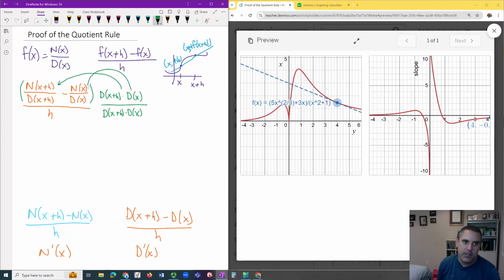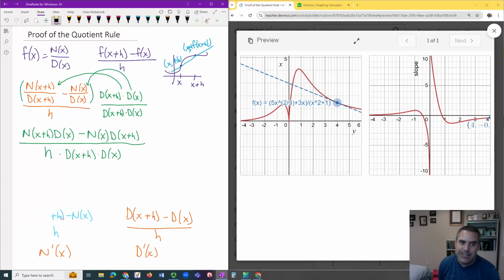When you multiply this times this, the dx will cancel. Okay, so we have n(x+h)d(x) minus n(x)d(x+h). And on the bottom, we have h times d(x+h) times d(x). And that already looks a little promising to me, because as h goes to 0, we're going to get a d squared on the bottom, which is part of the formula. Well, that's kind of fun.